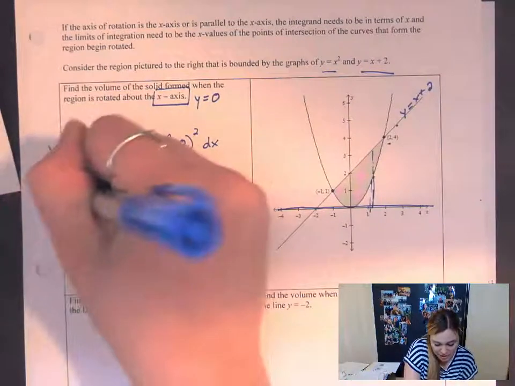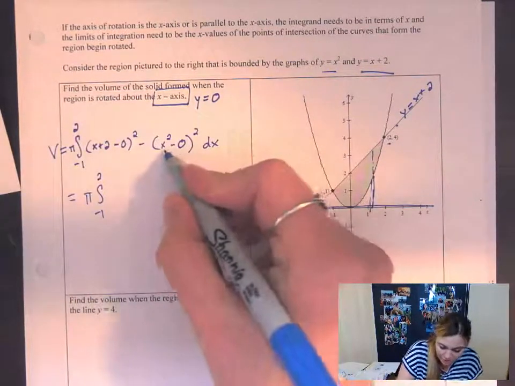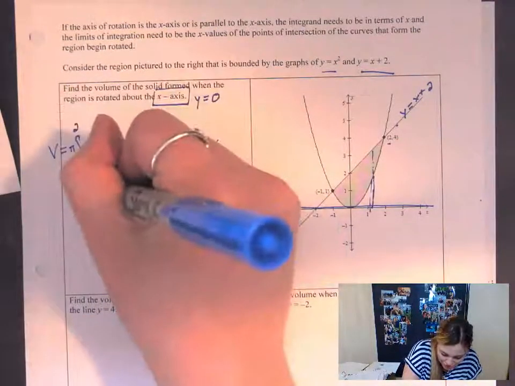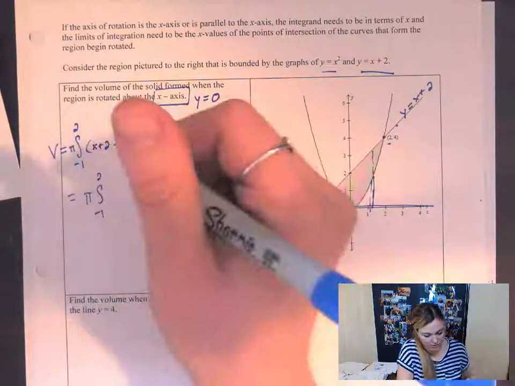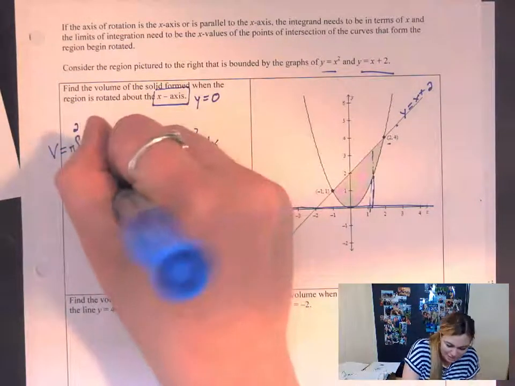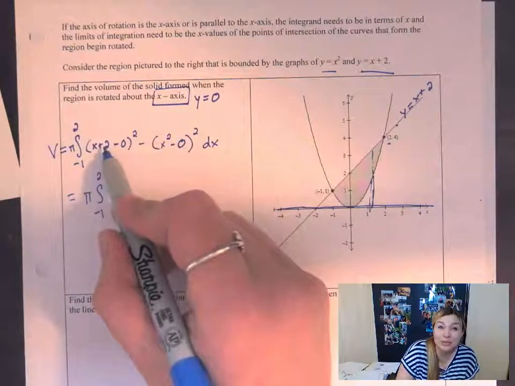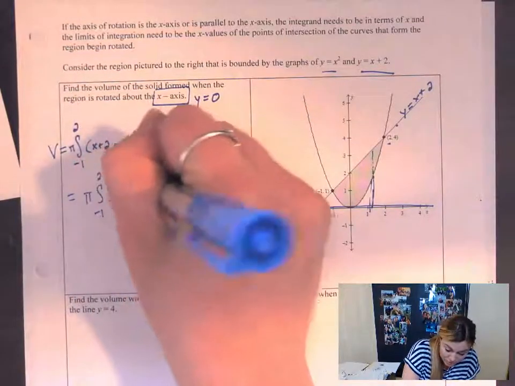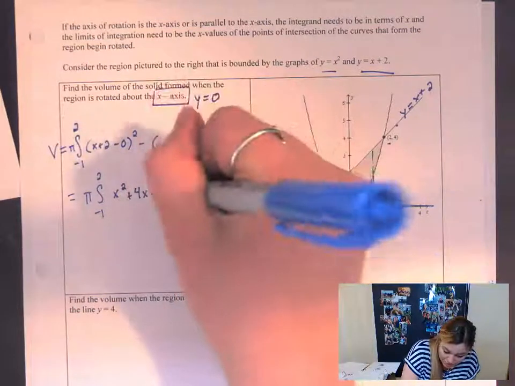So I know this is pi from -1 to 2. I'm going to simplify this a little bit. This would become negative x to the 4th. This is going to be x plus 2, the quantity squared. This would be x squared plus x plus 2 times x plus 3, which would be x squared plus 2x plus 2x, which would be 4x plus 4, minus x to the fourth.